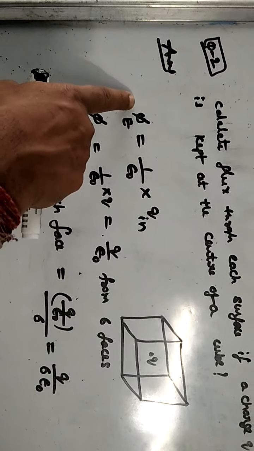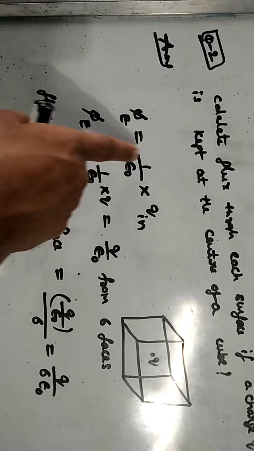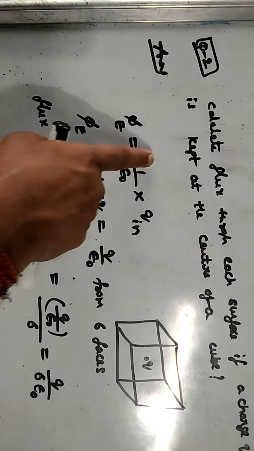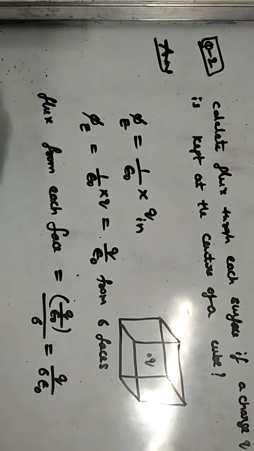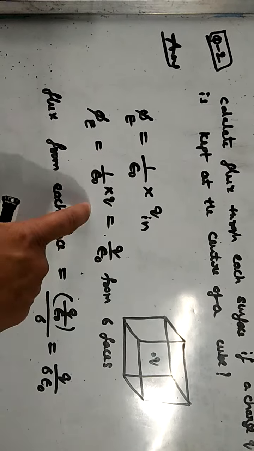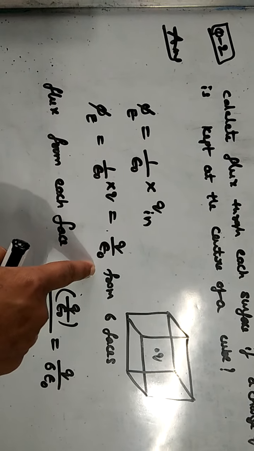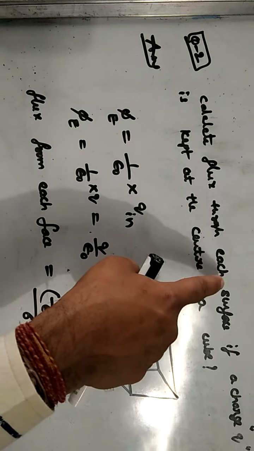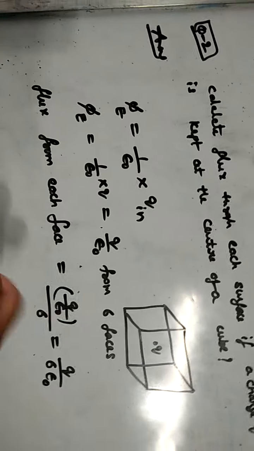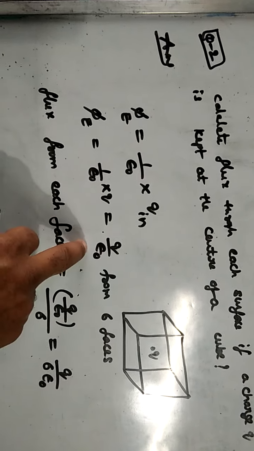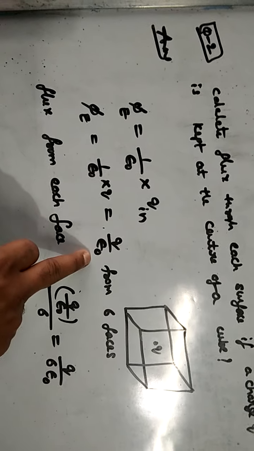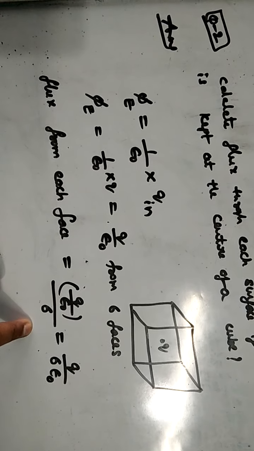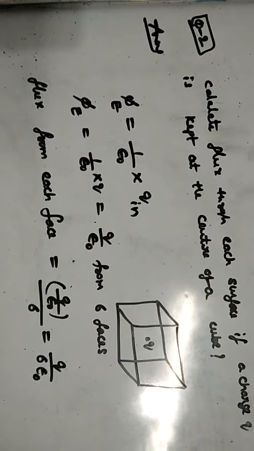I told you Gauss theorem, flux phi is equal to 1 by epsilon naught times the charge inside. So inside the charge is only q. The answer is q by epsilon naught. It is coming from 6 faces. But I am asking for each surface, each face. So for 6 faces, q by epsilon naught. This is distributed equally among the 6 faces, so by 6 I am writing, this is the flux from each surface.